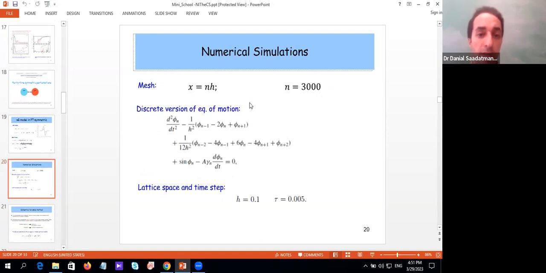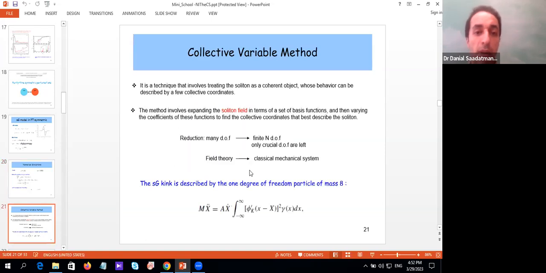For numerical simulations, we introduced the mesh with 3000 atoms, and we discretized our equation of motion with Sturm methods. For the lattice space, we use 0.1, and for the time step, we use 0.005. And we use absorbing boundary conditions at the borders to avoid the reflection of small amplitude waves from the borders.